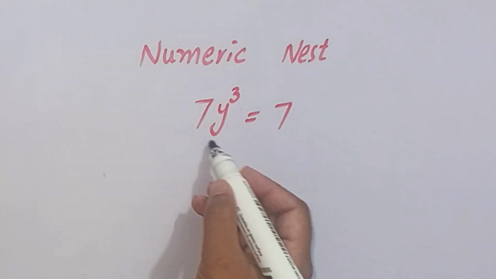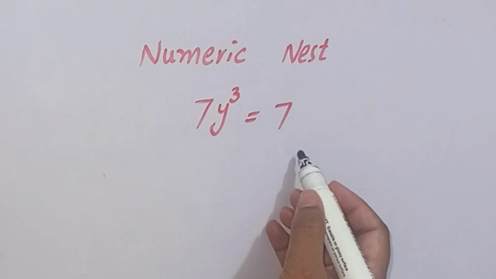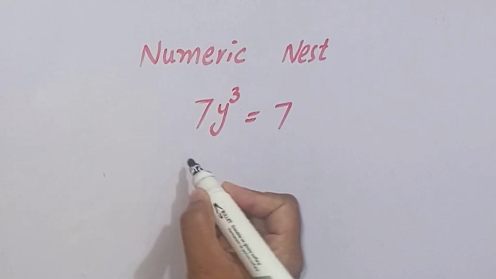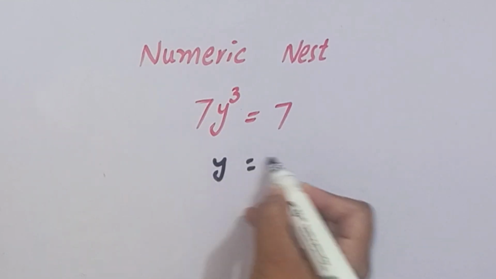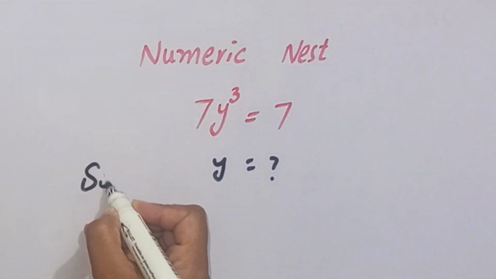We are going to solve this question for y: 7 times y cube is equal to 7, and we find the value of y. So let's start.